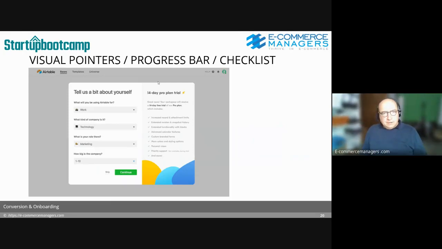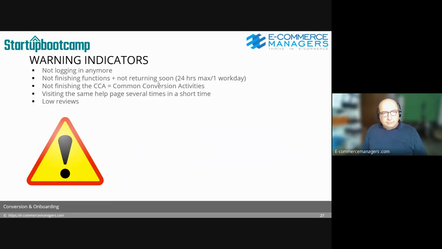So, what kind of alerts do you have to put in place with your users? Well, of course, when they're not logging in anymore. If your service doesn't demand it, like a website monitoring service, they don't need to be logged in. But for most services, they do need to log in to make use of your product. Also, not finishing functions and not returning soon.